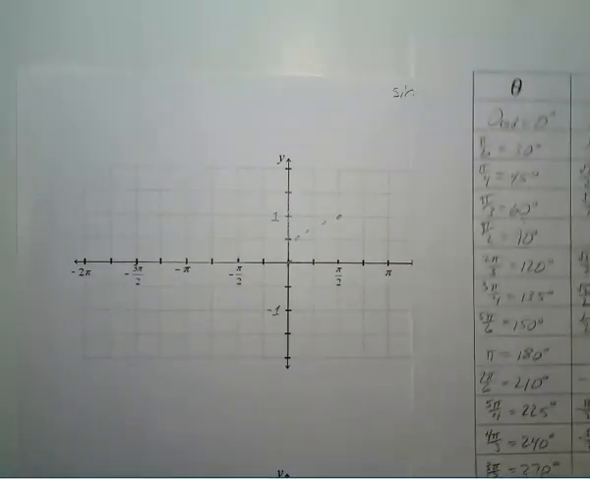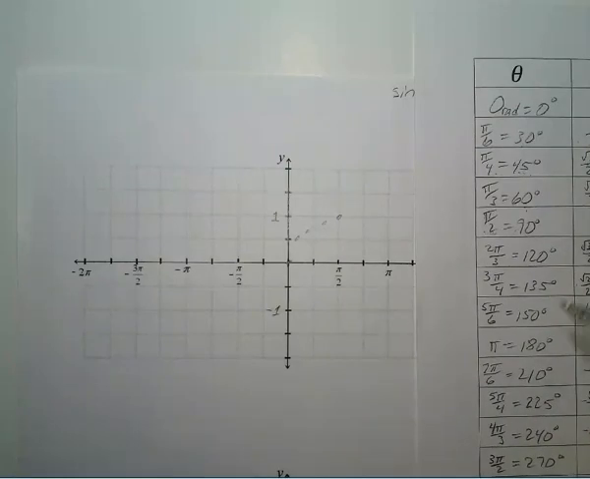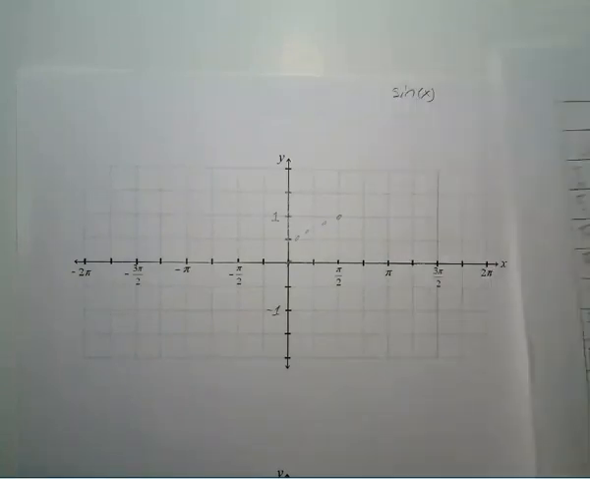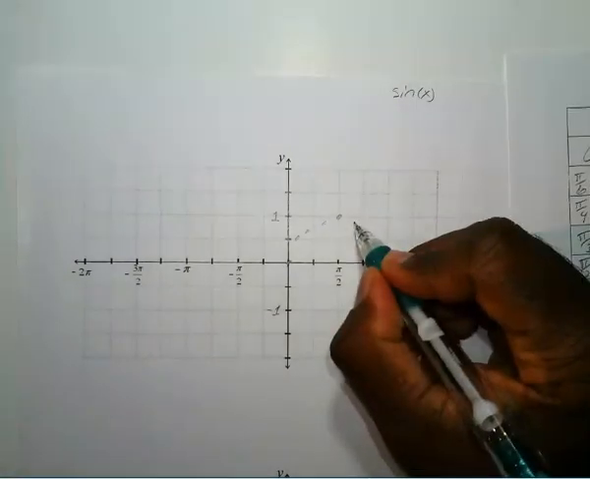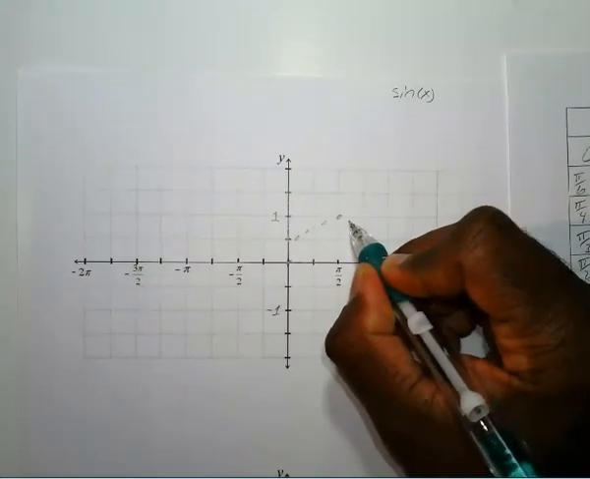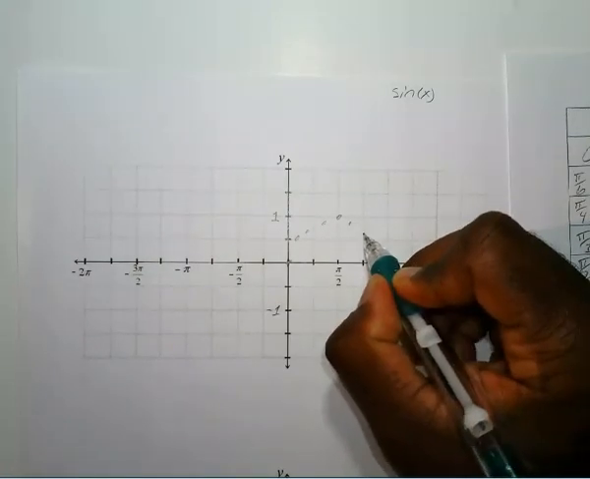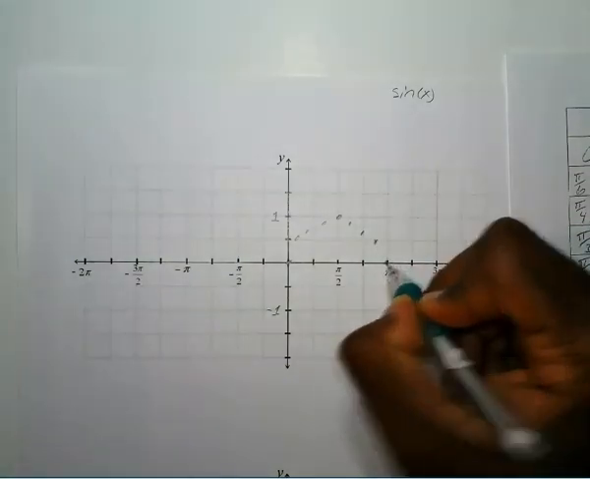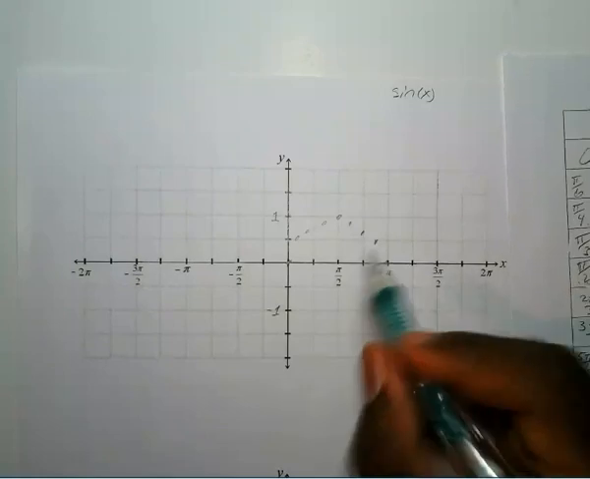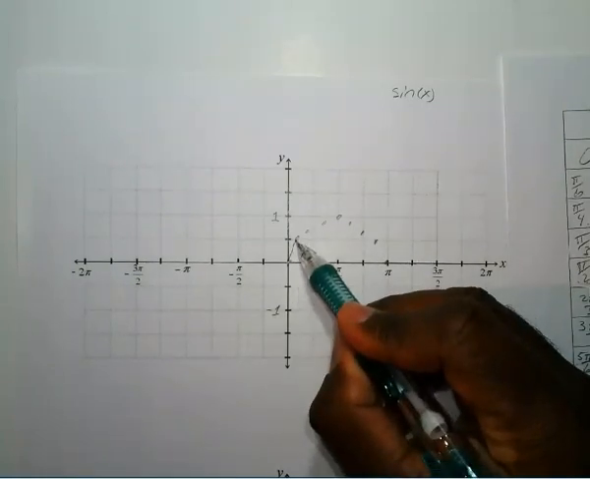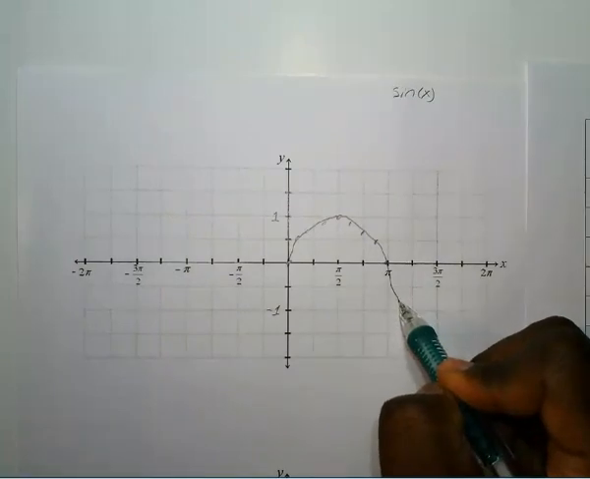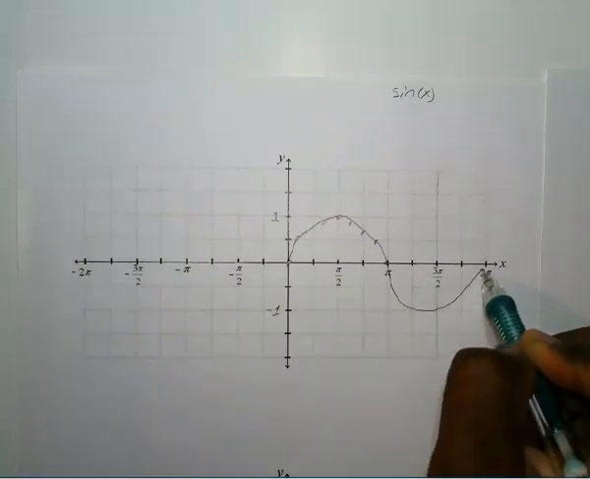It keeps on going for all of those values of 2 pi over 3, 3 pi over 4, 5 pi over 6, pi, and all the rest of them. So we plug all of those in, and we end up with a graph that looks like that. And then if we keep on going and plugging in, it should be right there and there.